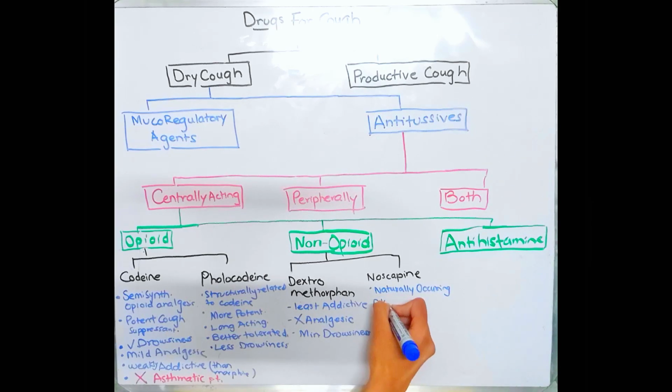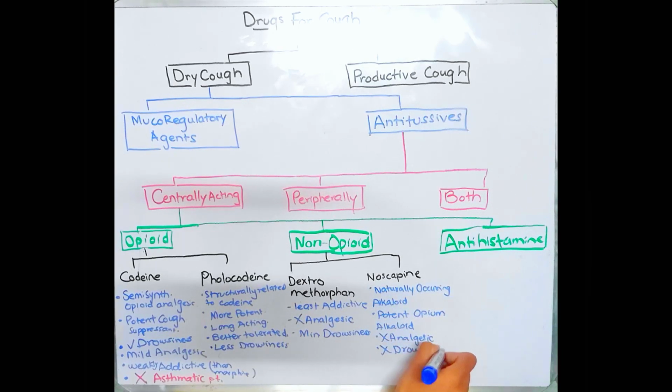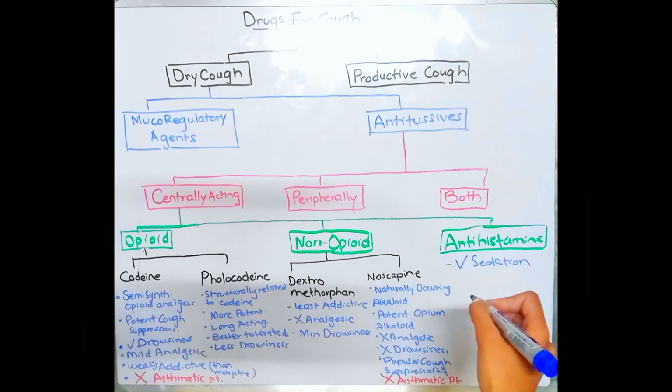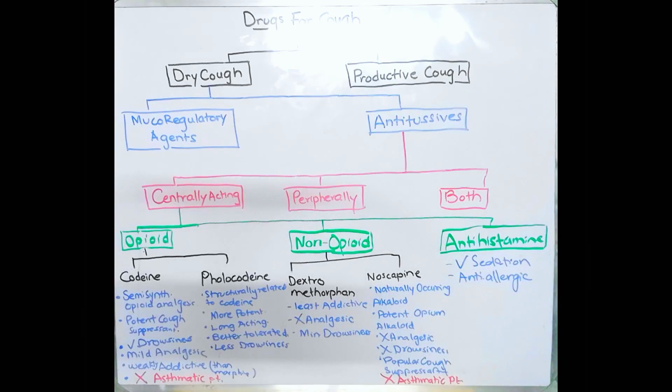Then noscapine is a naturally occurring alkaloid and a very potent opium alkaloid. It is also not analgesic and does not cause drowsiness as well. They are popular cough suppressants and they also shouldn't be used in asthmatic patients. Then antihistamines cause sedation and they are anti-allergic, as you already know.